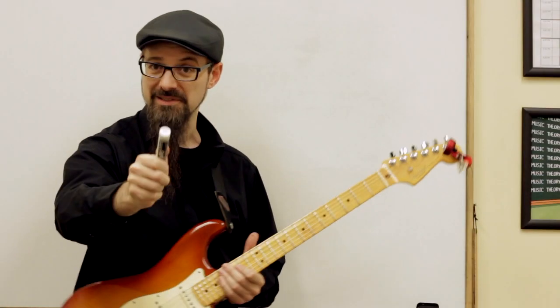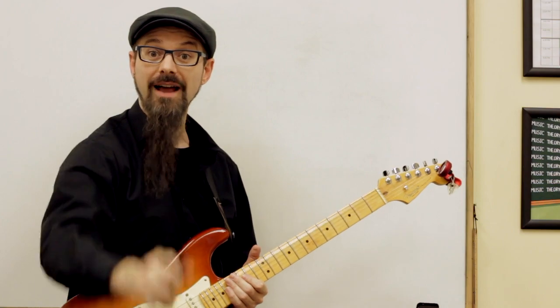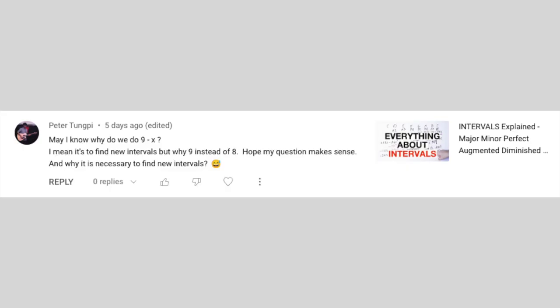I have a great question on interval inversion. May I know why we do 9 minus x? I mean, it's to find new intervals, but why 9 instead of 8? I hope my question makes sense, and why is it necessary to find new intervals? Those are fantastically good questions.